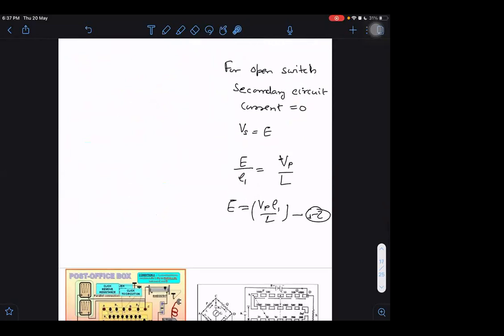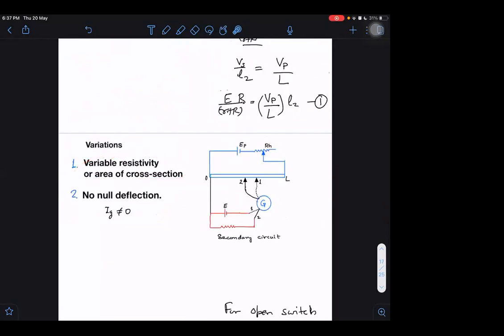variable resistivity or area of cross section. If we have cases of variable resistivity or area of cross section, then can we use these equations? No, we can't use these. Why can't we use these? You remember how we arrived at this conclusion in the first place? This conclusion was possible when resistivity was constant and area of cross section was constant.